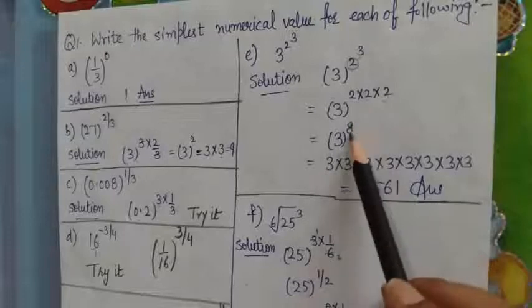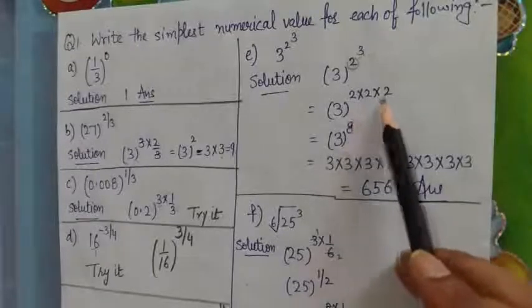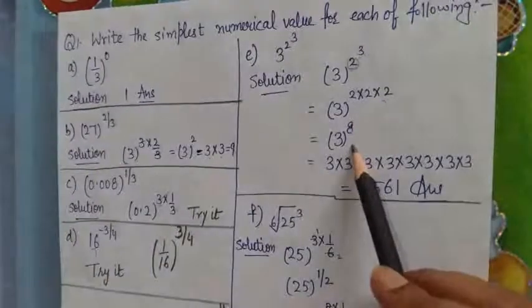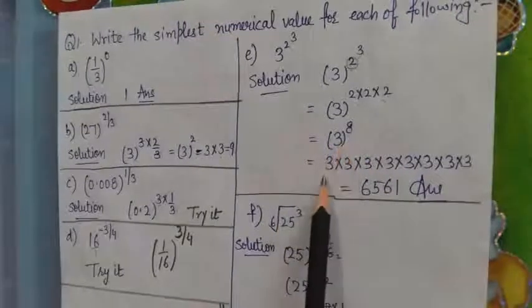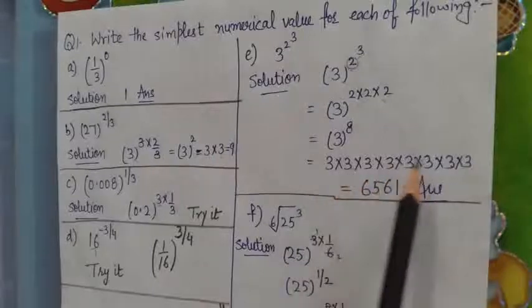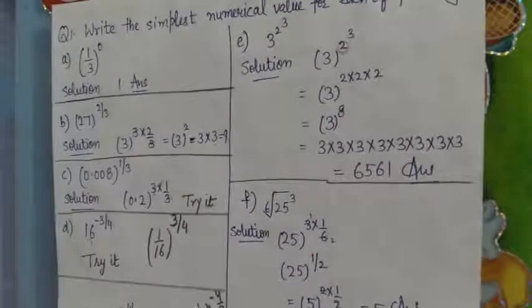Afterwards do the multiplication, 2 times 2 is 4, 4 times 2 is 8, then 3 raised to power 8. Afterwards now you have to write 3 eight times. So write it 8 times and do the multiplication.